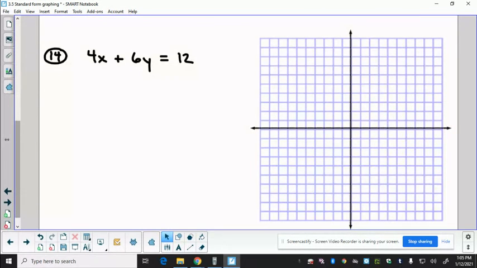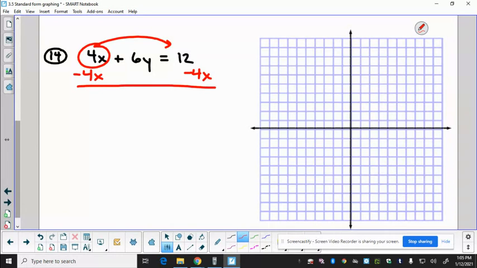Number 14, what we need to do is solve the equation. So we need to take the term with the x and move it. So we will do so by subtracting it. Now what we have to remember is when we do this, we want to place the term with the x first.